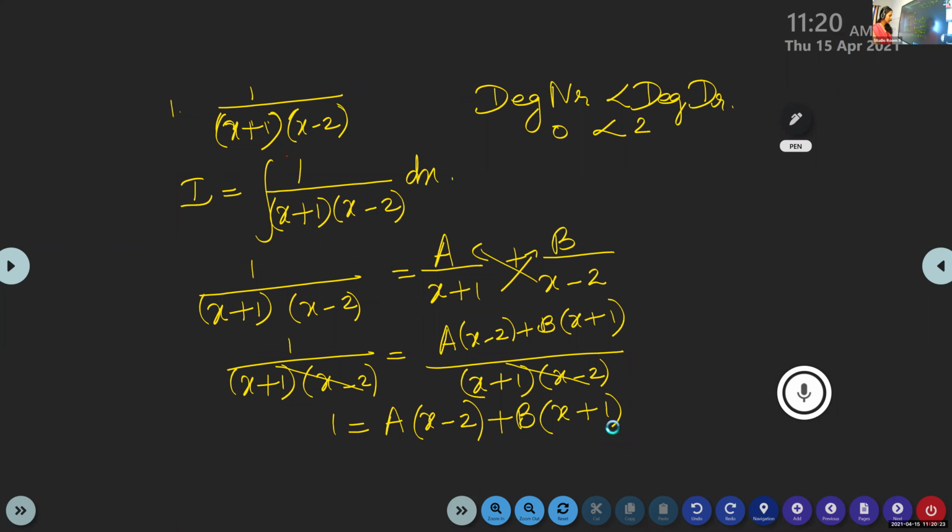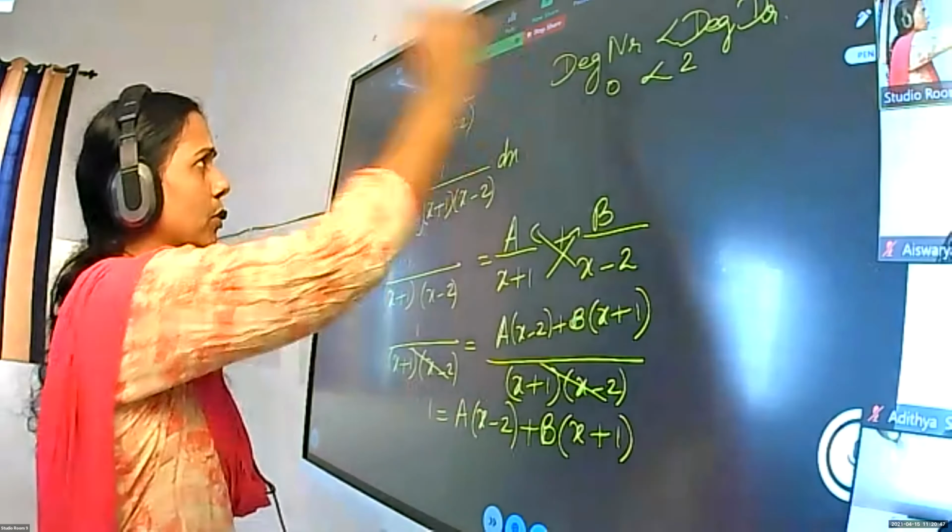So 1 is equal to a into x minus 2 plus b into x plus 1. Our aim is to find these constants A and B. Okay, up to this, is it clear? Is it okay, Karthik? Any doubt up to this, Tomlin? No, ma'am. Shubham, up to this, is it okay?